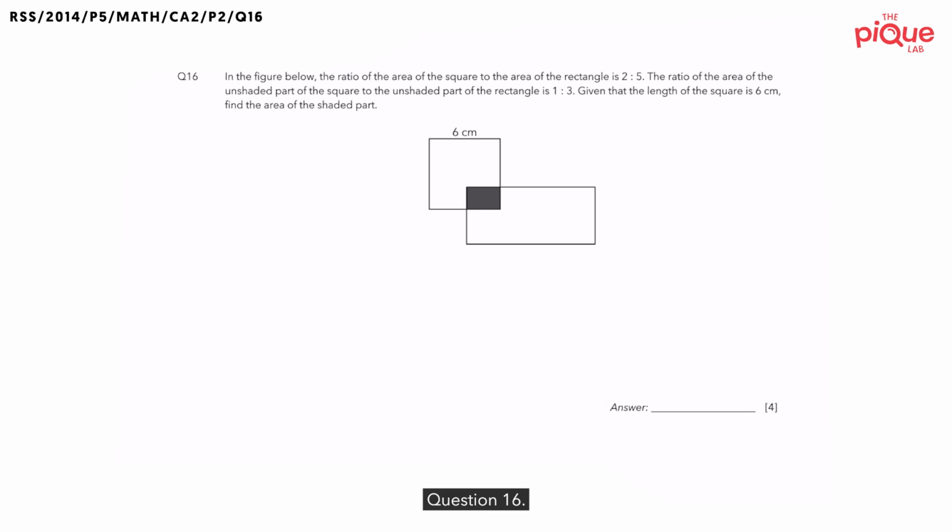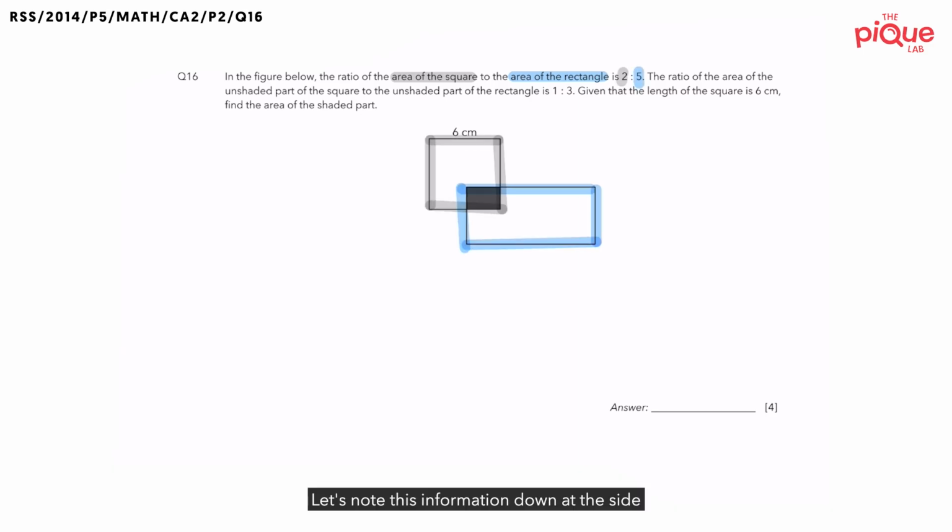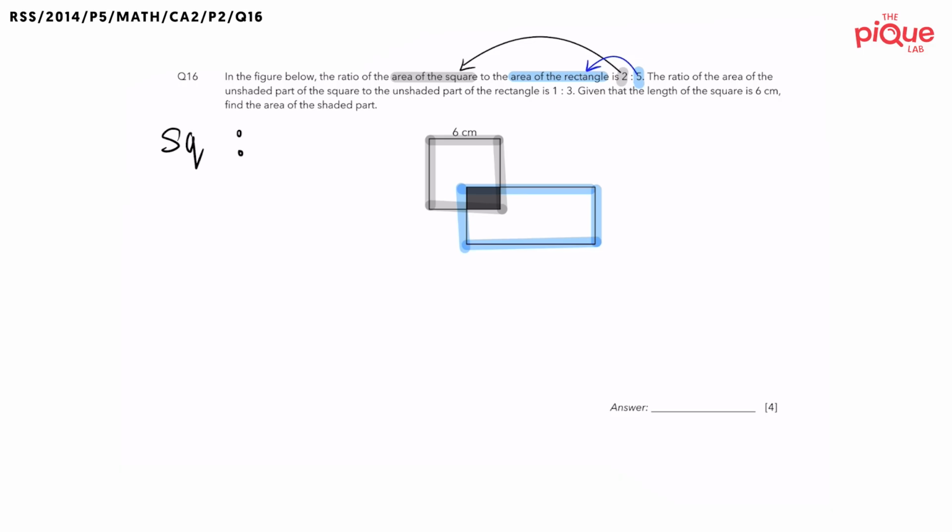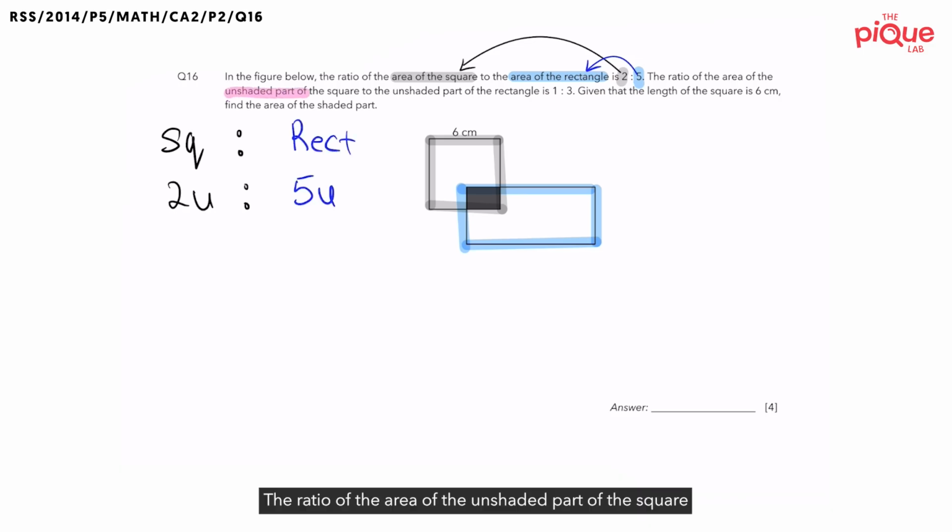Question 16. In the figure below, the ratio of the area of the square to the area of the rectangle is 2 to 5. Let's note this information down at the side, where the area of the square is 2 units and the area of the rectangle is 5 units. The ratio of the area of the unshaded part of the square to the unshaded part of the rectangle is 1 to 3. Now let's bring our focus back to the diagram in the question.